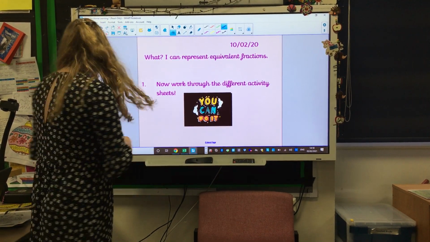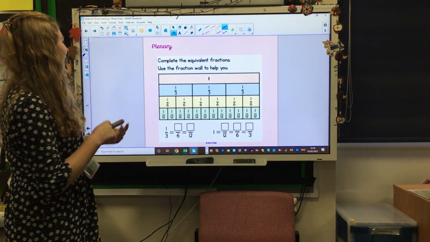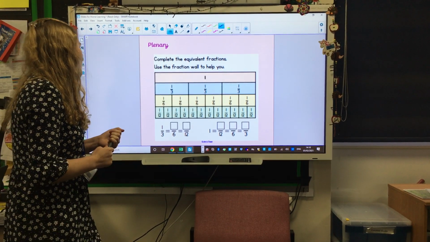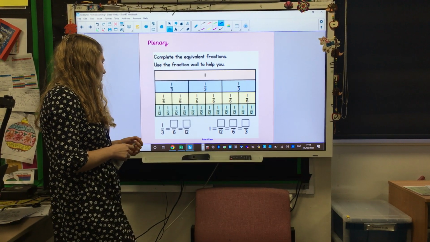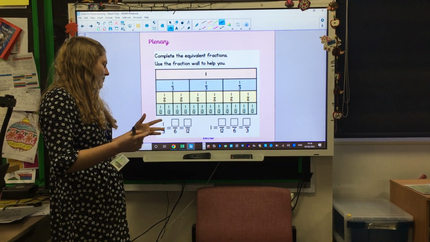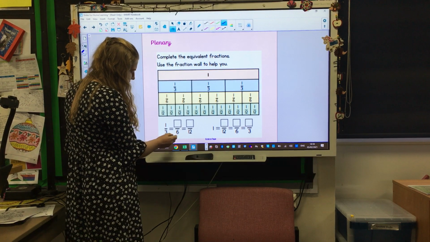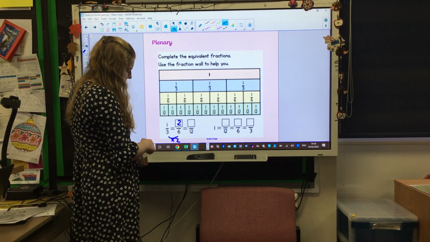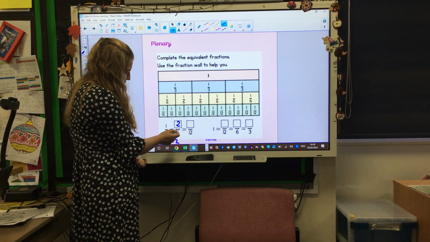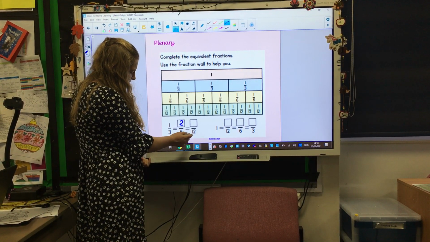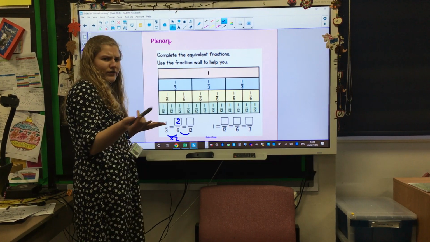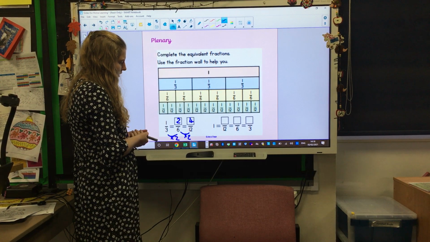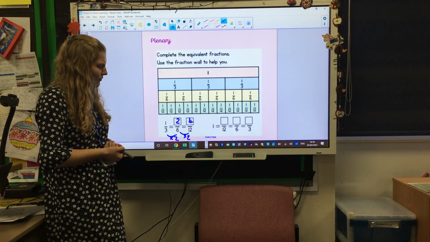Okay, welcome back. We are now going to do our plenary together. So complete the equivalent fractions, we can use the fraction rule to help us if we want to. So we've got 1/3 is the same as something sixths. So have a look here. What have you done? You've doubled it. So that is going to be 2/6. Now we've got something is the same as 6/12. So have a think. 6/12. What have you done? You've doubled it. So again, we would double the top number. Here we go. All right.